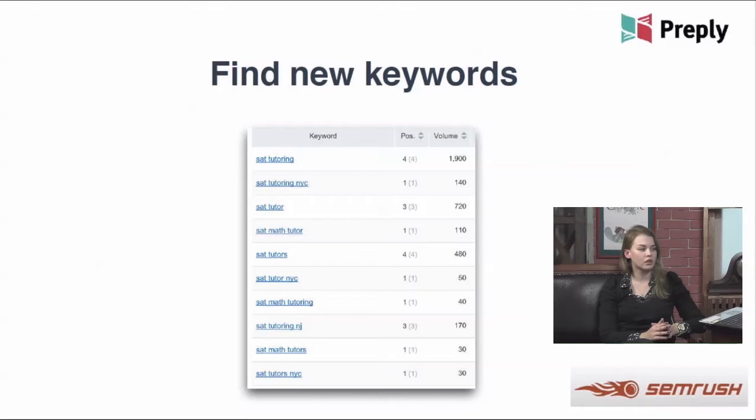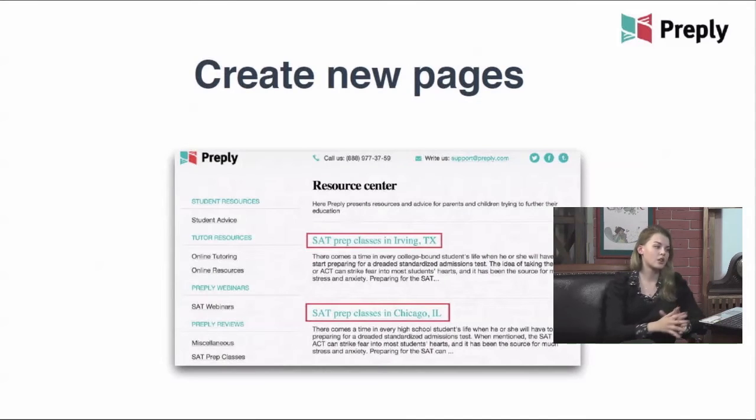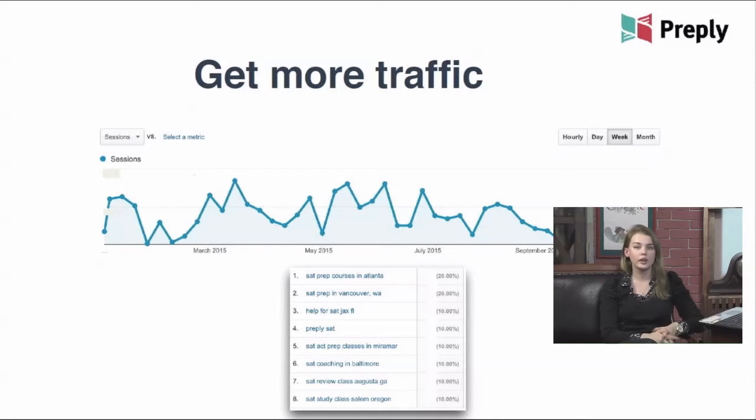I'll show you how we do this with Preply. When we made an analysis of one of our competitors in the US market, we found out that we had missed some group of queries like SAT tutoring. So our next step was creating new pages for these keywords and optimizing content using these search queries. And as a result, we got more traffic for the new group of queries.